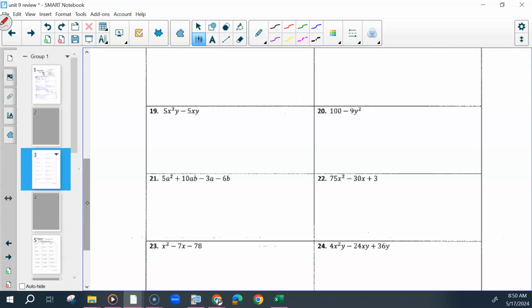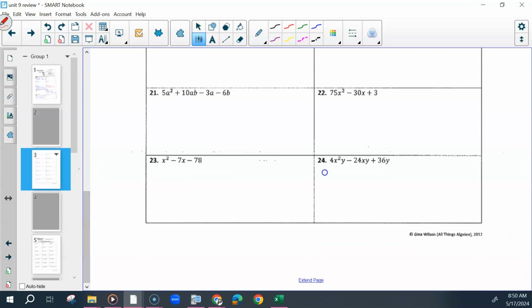Is another difference of squares. So it would be 10 minus 3y, 10 plus 3y. Let's say if you have trinomial questions, we can do that. We've done a bunch of different systems. 24. Which one? 24.